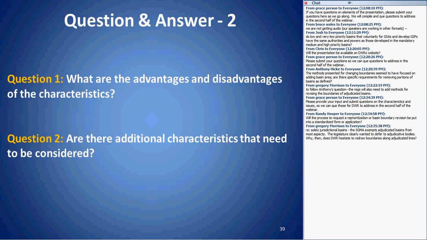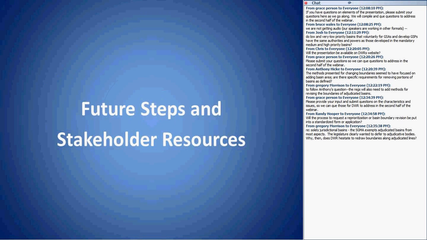Questions that we'd like to get into detail and get feedback from you on are these characteristics and the potential advantages and disadvantages of these characteristics. So I've given you the department's initial understanding, but we want to hear from you how you feel on these characteristics, that these could be the potential criteria on how to evaluate basin boundary revisions. And then the other question is, are there any additional characteristics that need to be considered before we move forward with this process? So I'd like to wrap up with just some next steps and stakeholder resources.